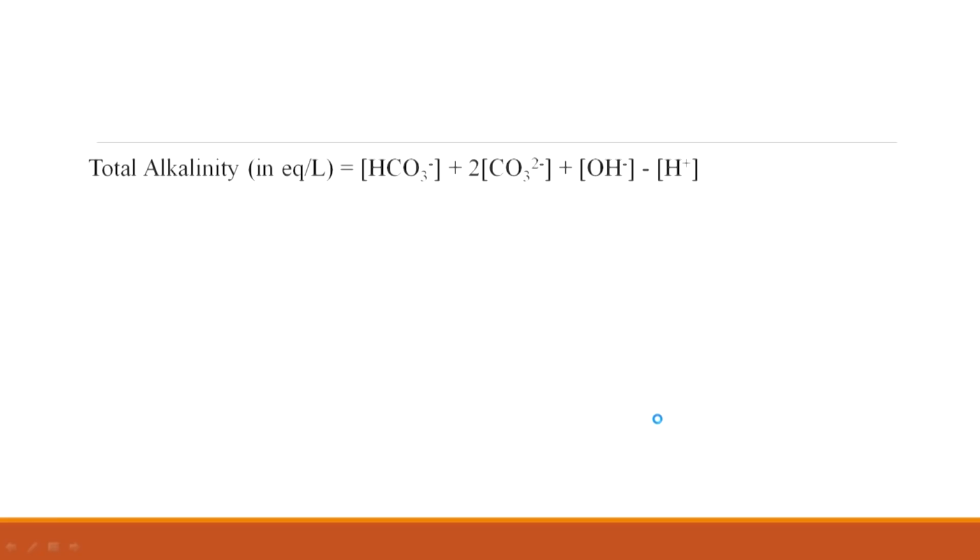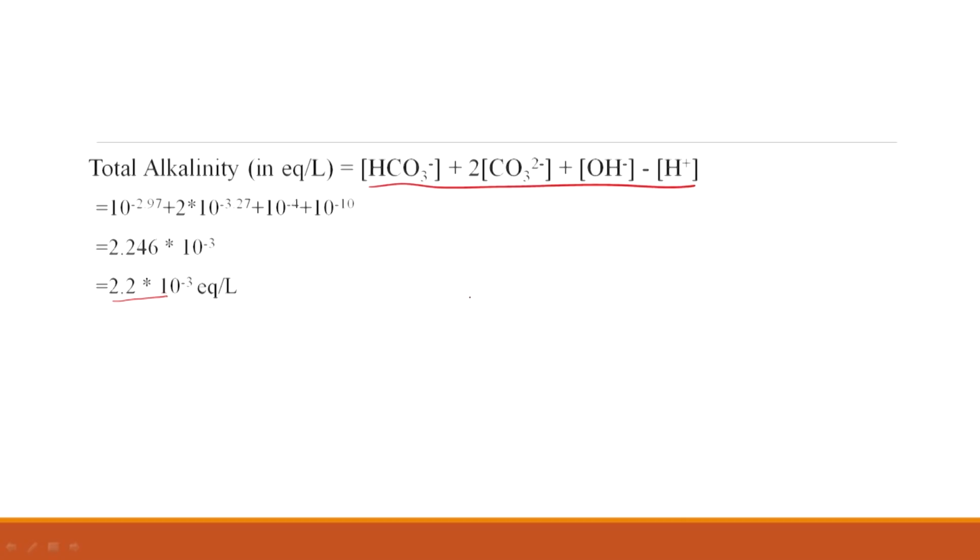So let's move on. So total alkalinity, this is what we know it to be, and let's plug in the relevant values, and looks like we get 2.2 milliequivalents per liter, right? Keep in mind that the units when we use the equation in this form are always going to be equivalents per liter.